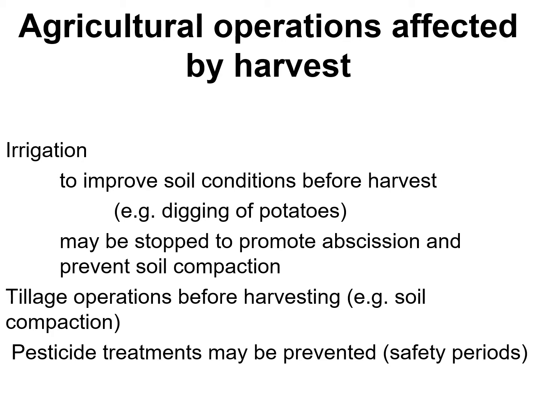The date of harvest will imply also changes in the irrigation operations. For instance, we need to improve the soil conditions before harvest by irrigating, which will reduce the mechanical resistance of the soil, and that is important before digging subterranean organ harvest, for instance, potatoes. In other cases, we will stop irrigation before harvest to promote abscission and also to prevent soil compaction by the traffic of machinery.